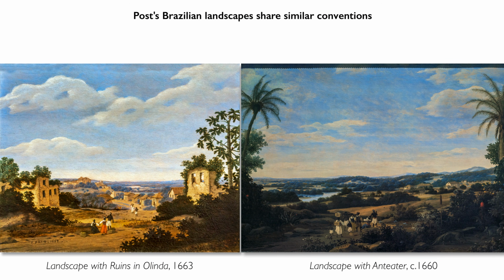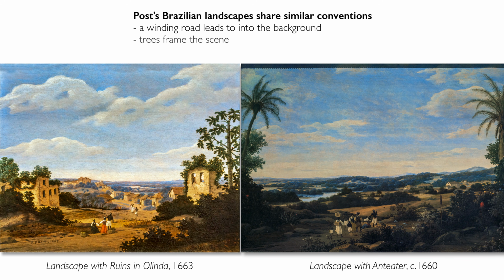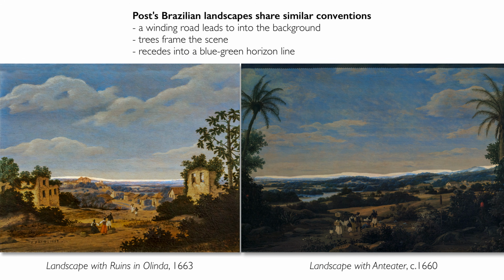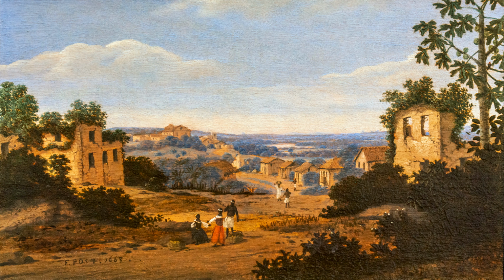And many of Post's landscapes share similar conventions. They often have this winding road that starts in the foreground and leads us into the background to the horizon line. We often see trees framing the scene, and then we typically see the landscape receding into this blue-green horizon line. Post is overlaying the foreign place with recognizable landscape traditions.